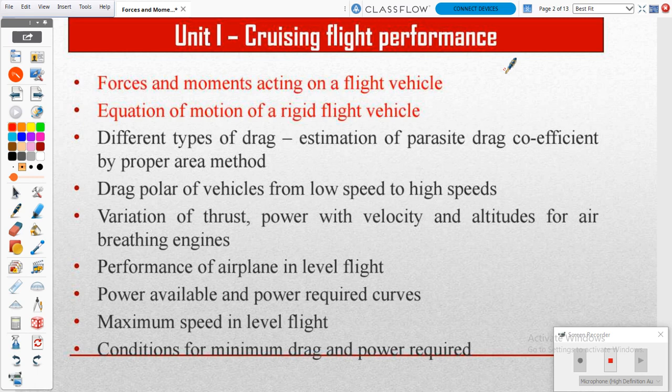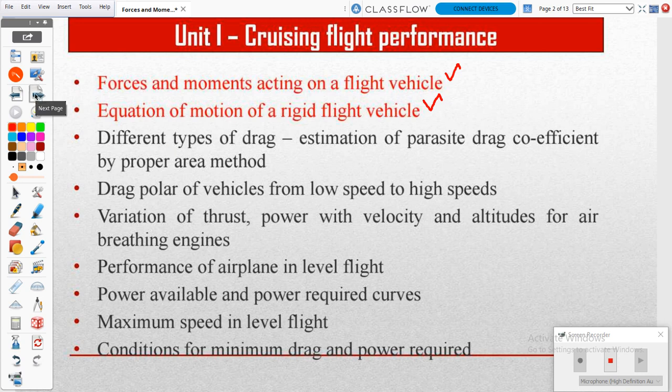So today we are going to cover two topics in this unit. First will be forces and moments acting on a flight vehicle. In our flight, what are all the forces and moments that act on it, we are going to list out. And the second, an important one, is the derivation of the equation of motion of our rigid flight vehicle. During the rigid motion, how the forces act and how we are going to find them out. That is the ultimate aim of these derivations.